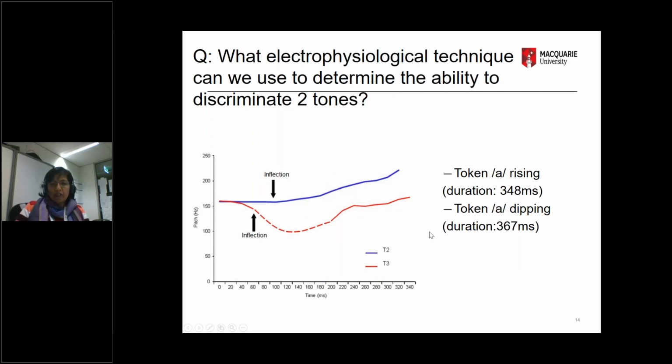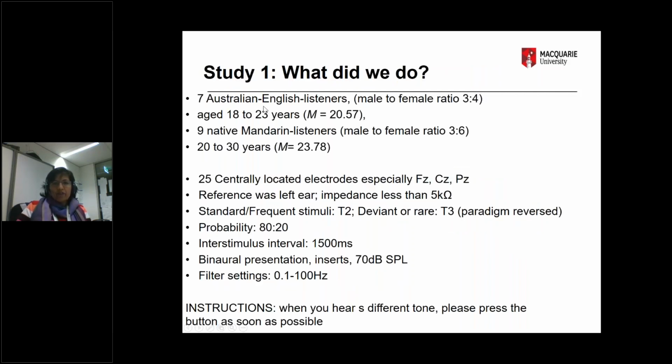We chose the P300. What did we do? So we had 7 Australian English listeners and we took 9 native Mandarin listeners. Actually, Alyssa has collected more data, but I haven't added that in. But that's my job for next that I have to do.